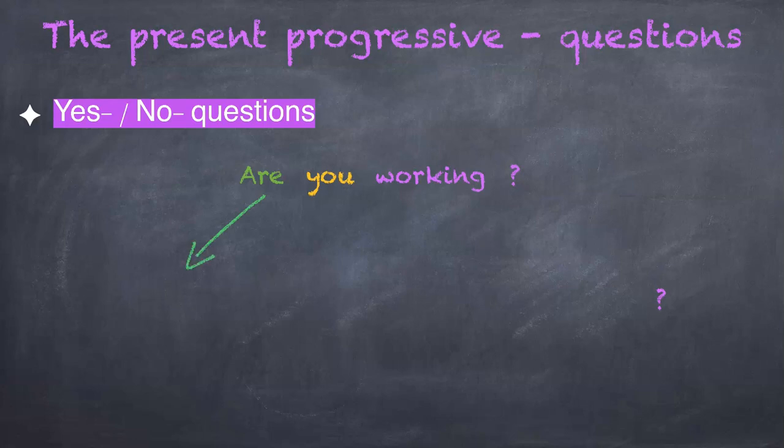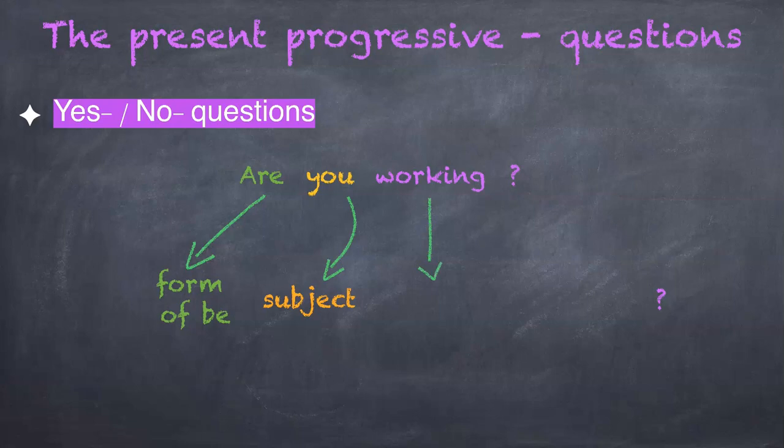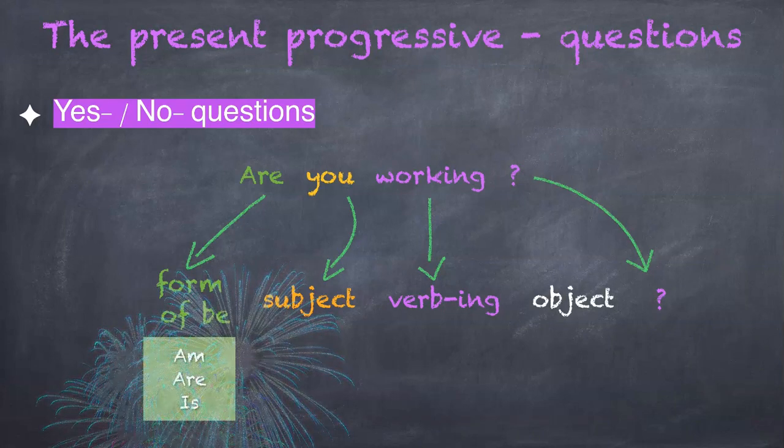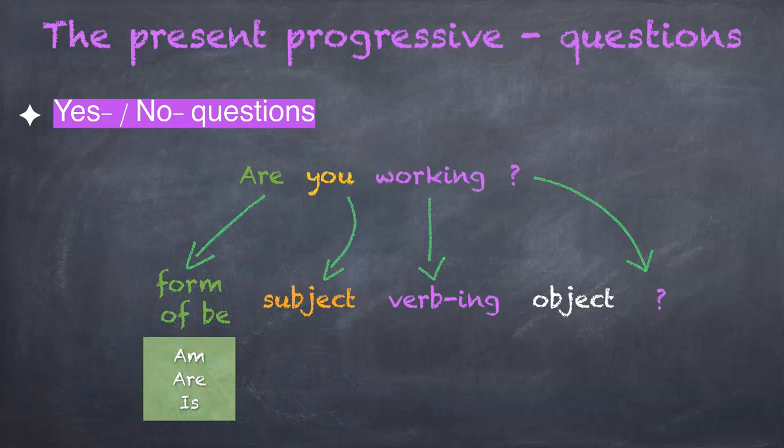You have to start with a form of be. Then you have the subject. Next, because it's a question, next is the verb plus ing, and sometimes you have an object if you need one. The forms of be are am, are, and is, and they're at the beginning of the sentence, at the beginning of the question, of course, and that's why you have to write them with a big letter in the beginning.